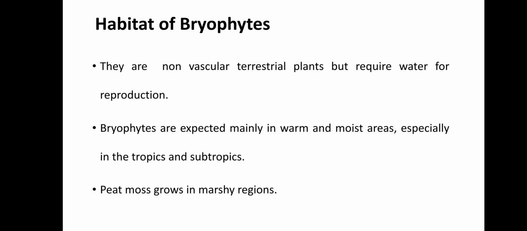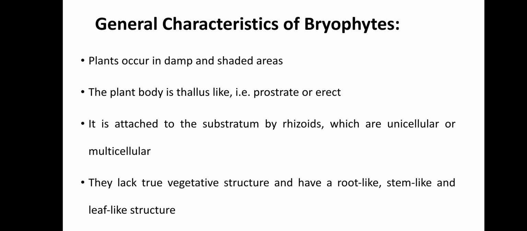Then the habitat of Bryophyta. They are non-vascular terrestrial plants but require water for reproduction. Bryophytes are found mainly in warm and moist areas, especially in the tropics and subtropics. Peat moss grows in marshy regions. General characteristics: plants generally occur in damp and shaded areas. The plant body is thallus-like, that is prostrate or erect.